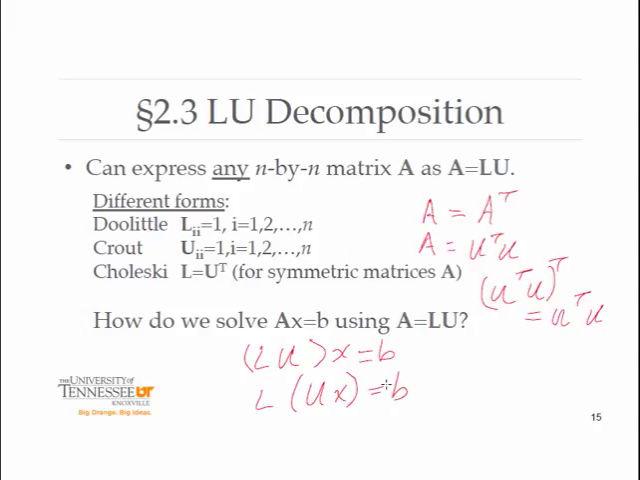And we know what we must do then is make a substitution here, call that vector y. We do forward substitution to solve for Ly equals b, and then do backward substitution. Given the y as a right-hand side, we would solve Ux equals y. That is how you would solve the linear system if you have an LU factorization available.